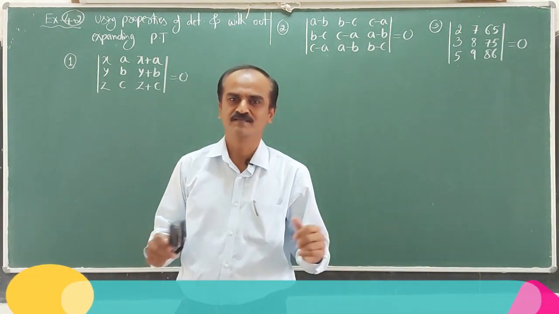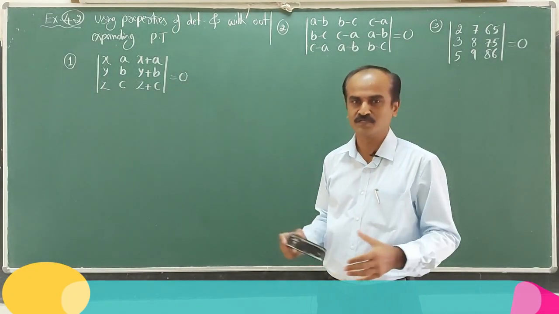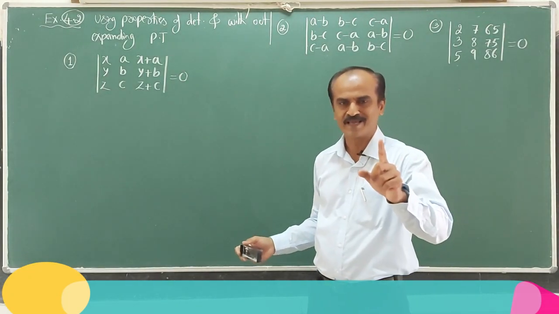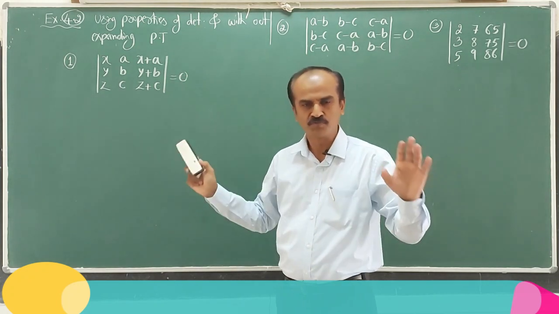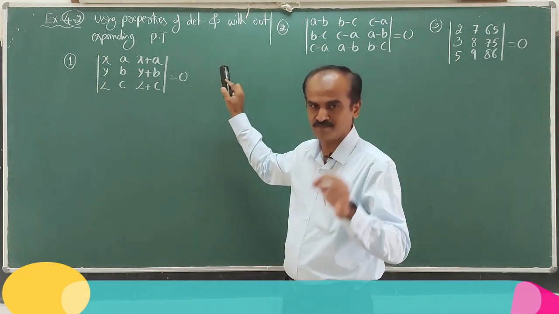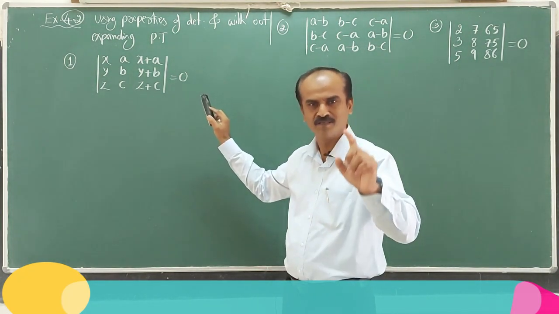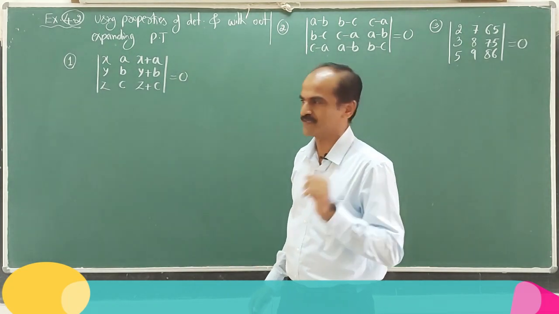Now let us see how we can show that the value of this determinant is 0, that too without expansion. It is guaranteed that if you expand this either by using the first row or first column, you are sure to get 0. But they are insisting we don't expand this. With the help of properties of determinants, our job is to show that it is equal to 0. Now let us see that.